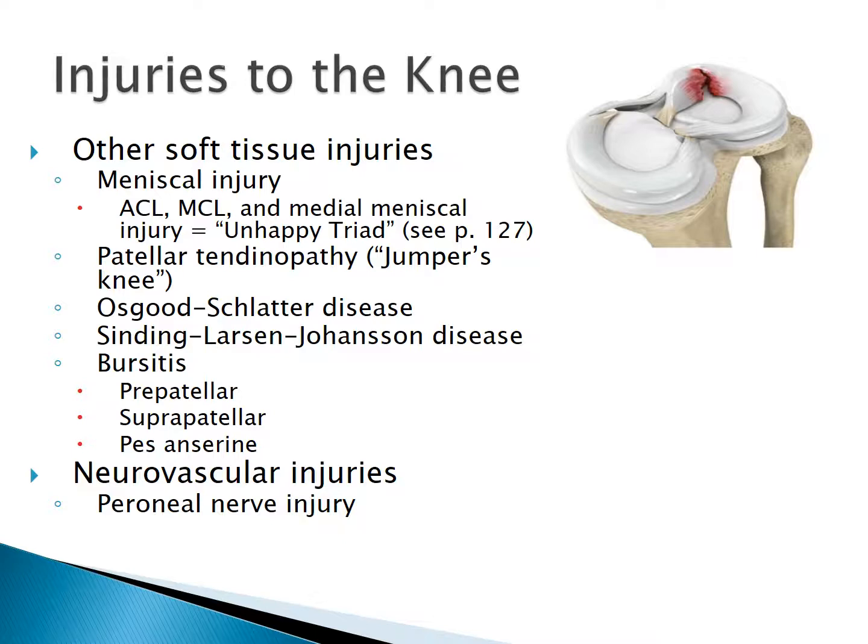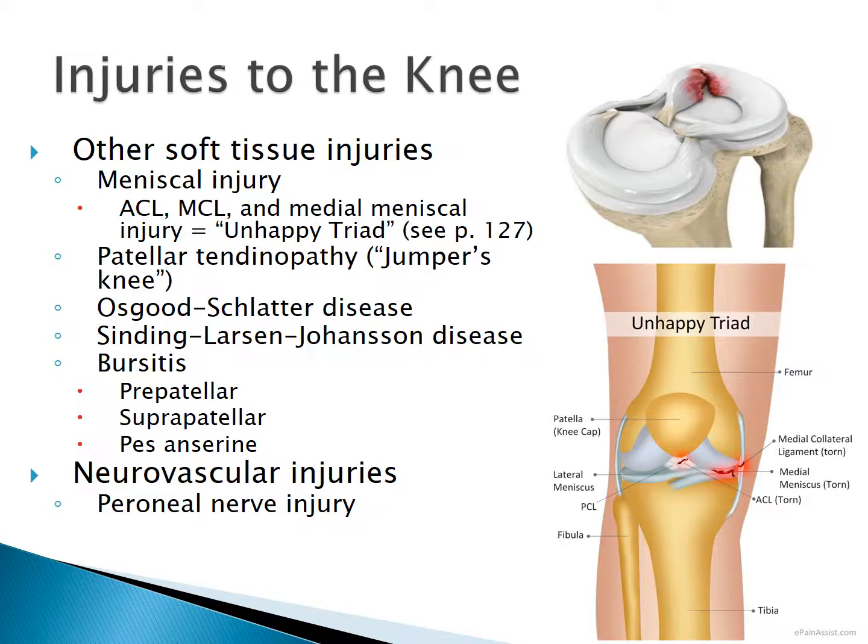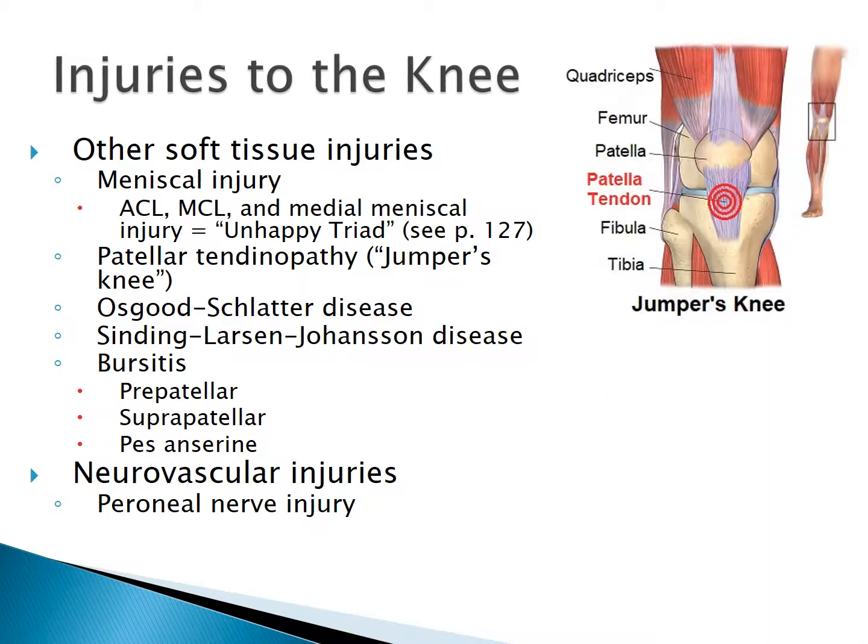Signs and symptoms include effusion or swelling in the joint, clicking or snapping, pain going up or down stairs, and joint line pain. Injuries to the medial meniscus are more common than the lateral meniscus due to its anatomical attachment to the MCL. The medial meniscus is more frequently injured in combination with the MCL and ACL, which is called the unhappy triad. Page 127 in your textbook goes into further detail about this condition.